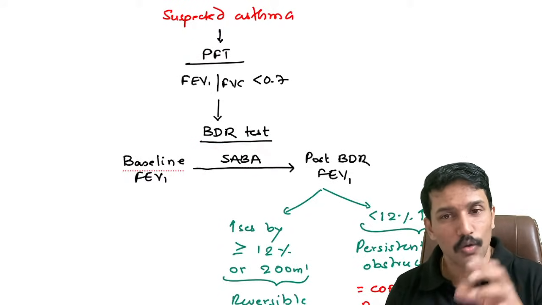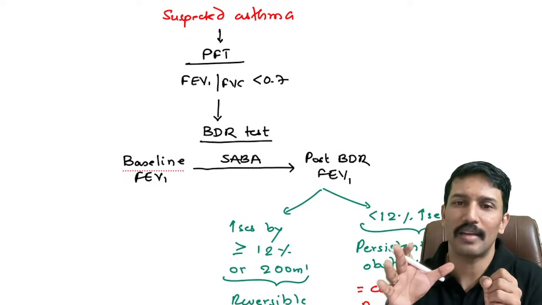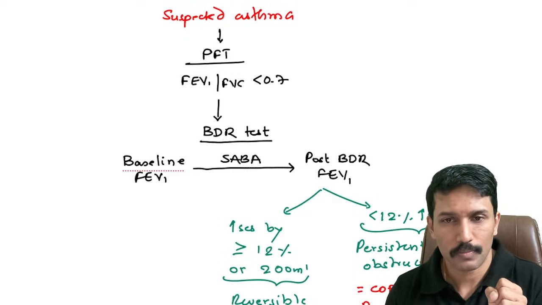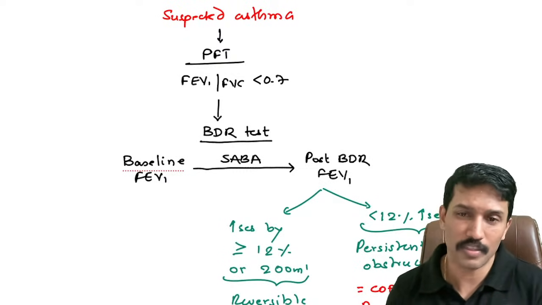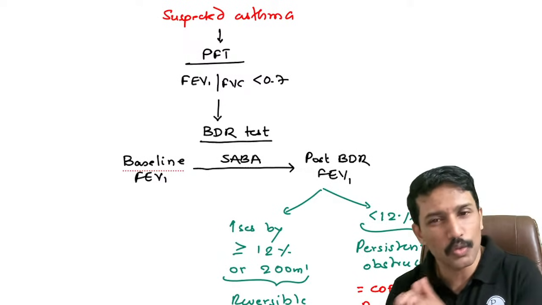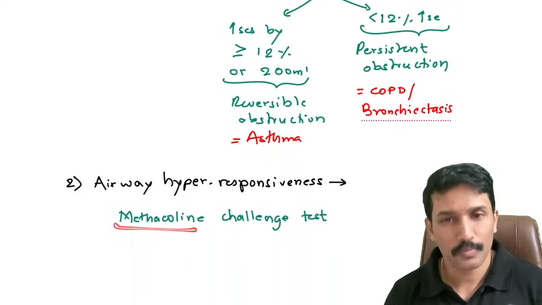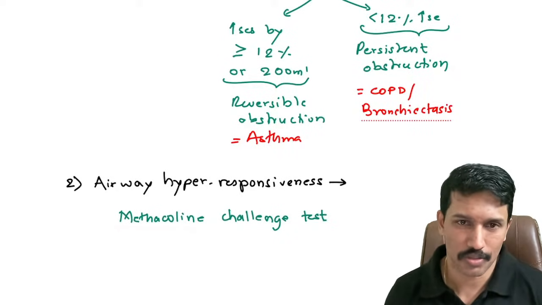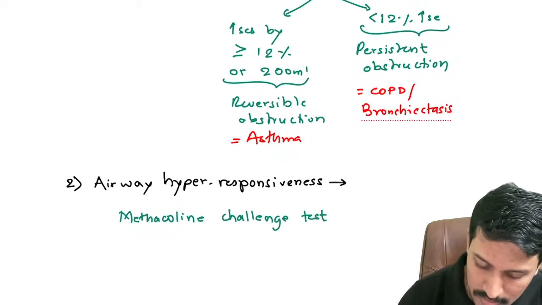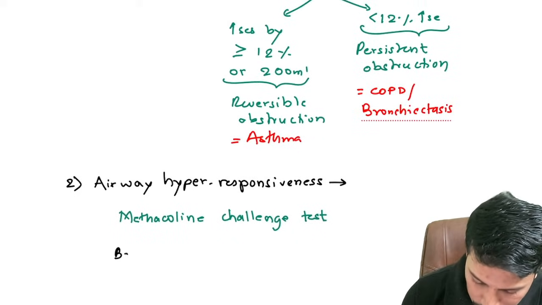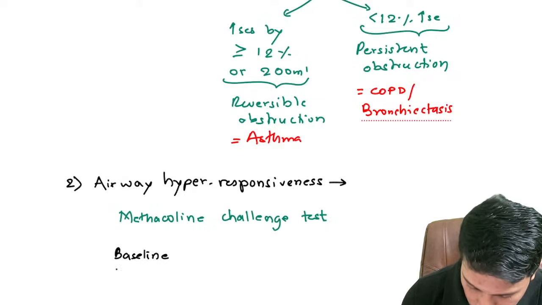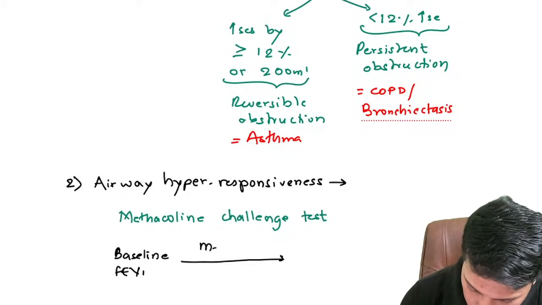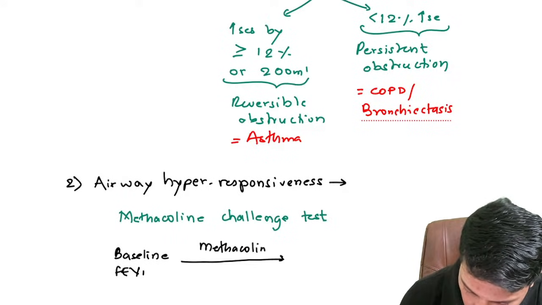And then parasympathetic causes bronchoconstriction; sympathetic dilatation, parasympathetic bronchoconstriction. So acetylcholine is the main neurotransmitter of the parasympathetic nervous system. So we are using something very similar to acetylcholine, which will act as a parasympathetic agonist and cause bronchoconstriction. So how is this test performed? We will check the patient's baseline FEV1 and then we will administer methacholine.